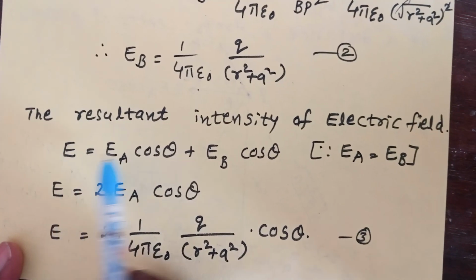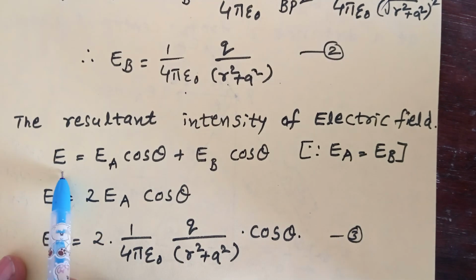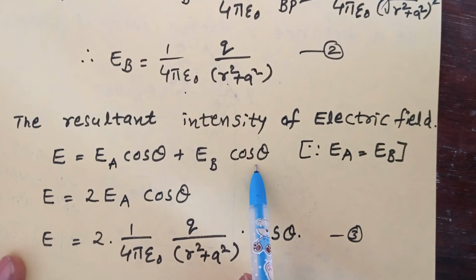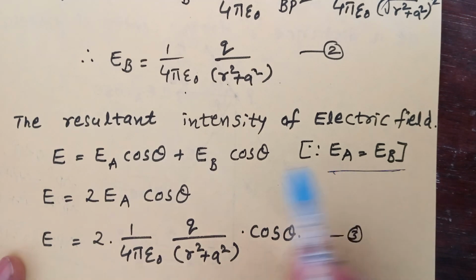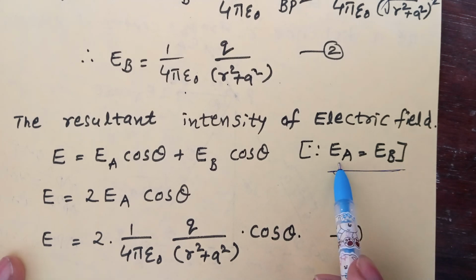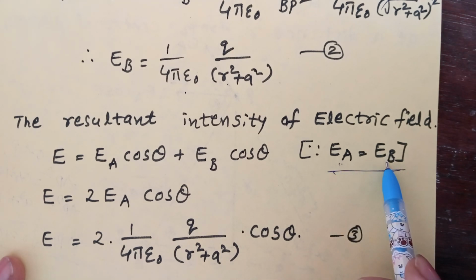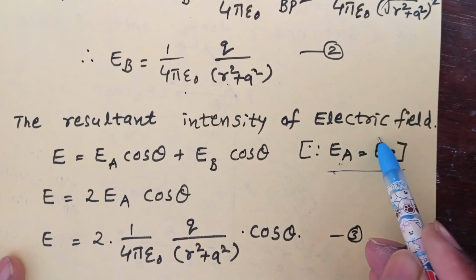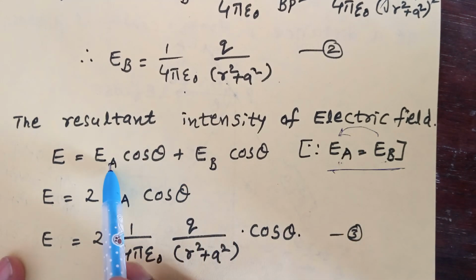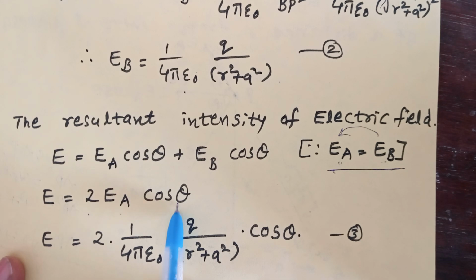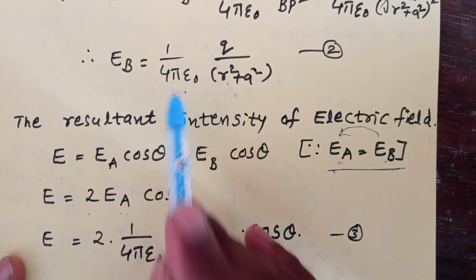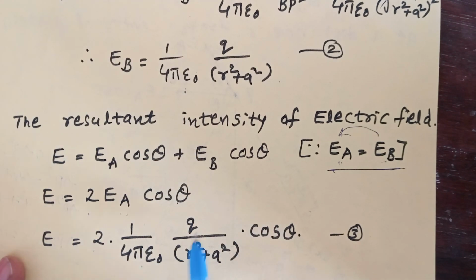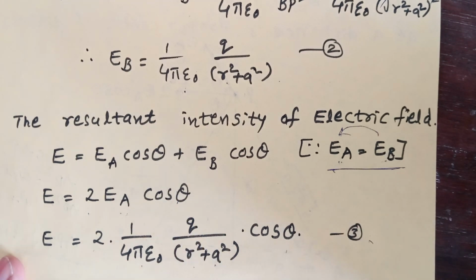The resultant intensity of electric field E is equal to EA cos theta plus EB cos theta. Here both are equal, EA is equal to EB, so we can change EB to EA. So E is equal to 2 EA cos theta, that is 2 into 1 by 4 pi epsilon naught q by r square plus a square into cos theta. It is considered as the third equation.